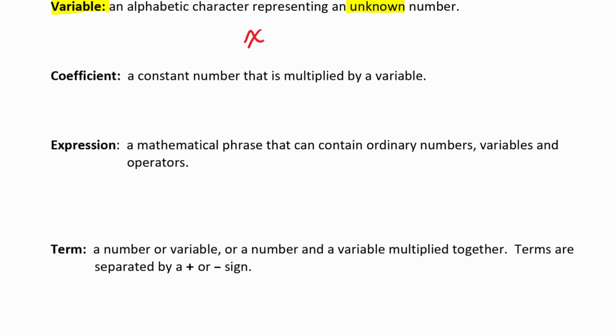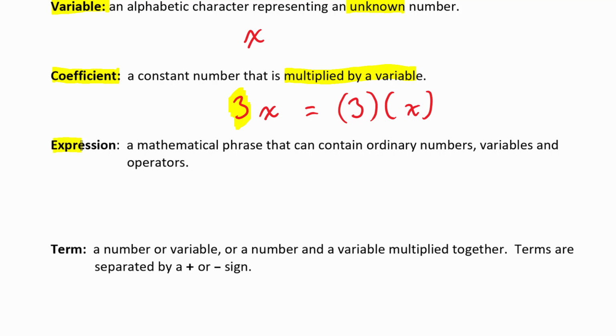We have what's known as a coefficient. This is a constant number that's multiplied by the variable. So for instance, I could write 3x. This means 3 times x. So the coefficient here would be that multiplier in front of your variable.